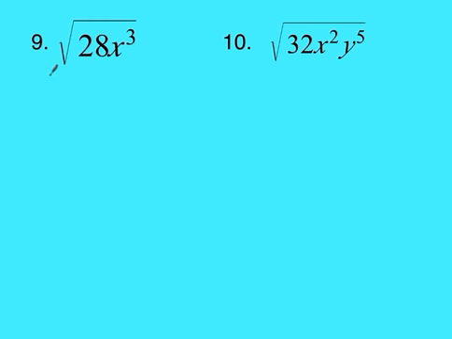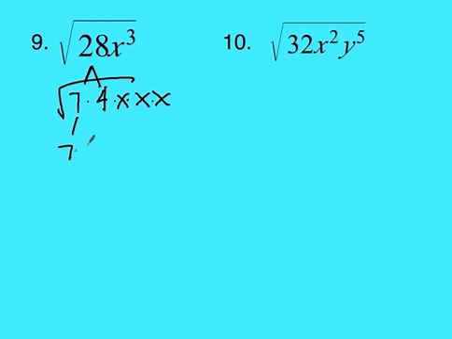Number 9 is similar to the last ones, except this time we've got x to the third. So now we're going to include variables. You're going to do this very similar to how you did the others. So I'm going to start with 28 and break 28 down to 7 times 4. I've got x to the third, which means I have 3 x's.